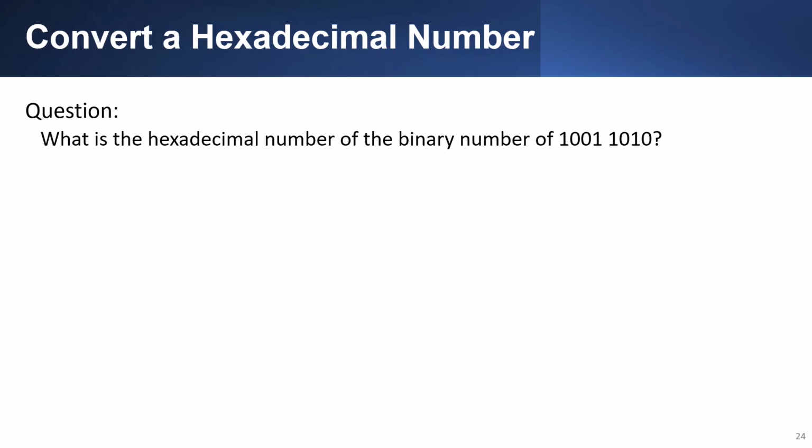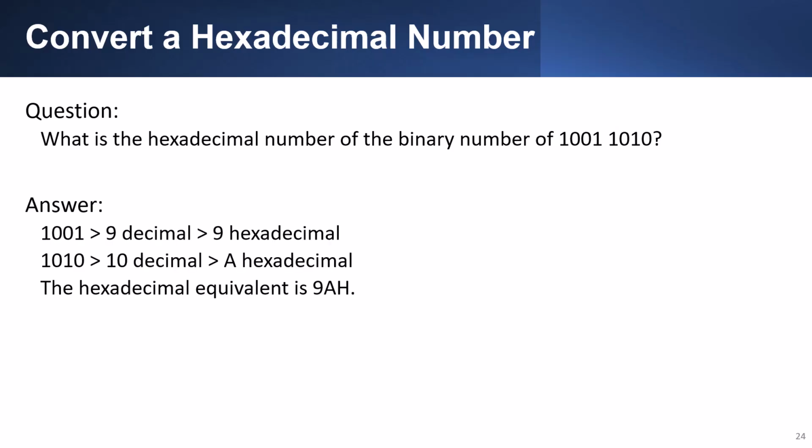Question: What is the hexadecimal number of the binary number 10011010? Answer: 1001 is equivalent to 9 decimal, which is equivalent to 9 hexadecimal. 1010 is equivalent to 10 decimal, which is equivalent to the A hexadecimal. Therefore, 10011010 has the hexadecimal equivalent of 9AH.